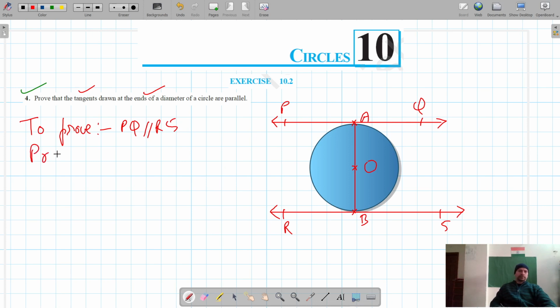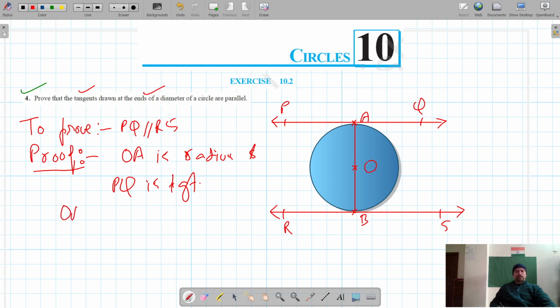Now, OA is the radius and PQ is the tangent. And we know that the radius is perpendicular to the tangent, so OA is perpendicular to PQ because the radius is perpendicular to the tangent.